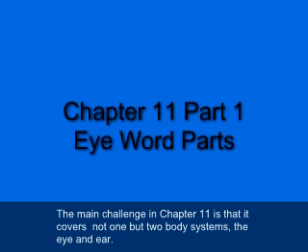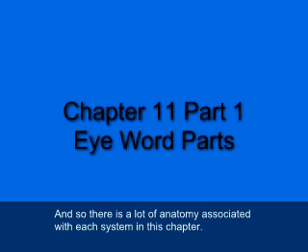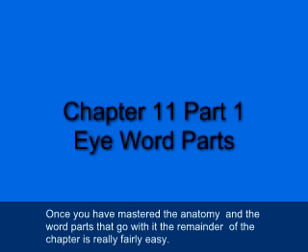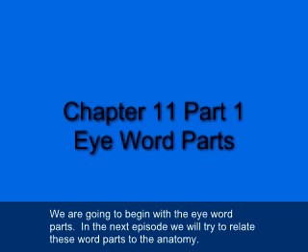The main challenge in Chapter 11 is that it covers not one, but two body systems, the eye and the ear. And so there's a lot of anatomy associated with each system in this chapter. Once you master the anatomy and the word parts that go with it, the remainder of the chapter is really fairly easy. We're going to begin with the eye word parts. In the next episode, we'll try to relate these word parts to the anatomy.